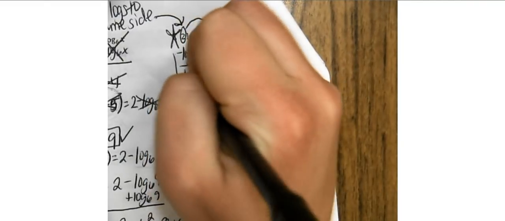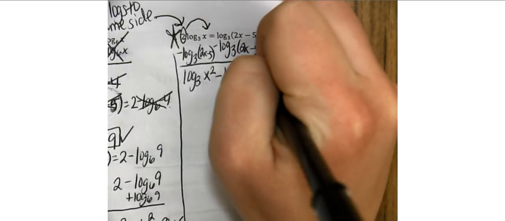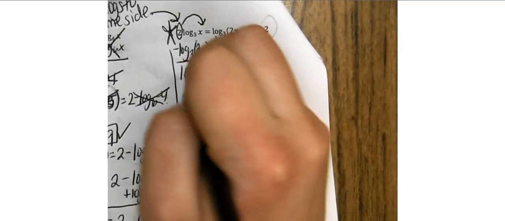So now I have log base 3 of x squared minus log base 3 of 2x minus 5 equals 2. So now I'm going to combine using division, because I have a subtraction sign right there. So I'm going to rewrite this as log base 3 of x squared divided by 2x minus 5, and I'm going to set it equal to 2.